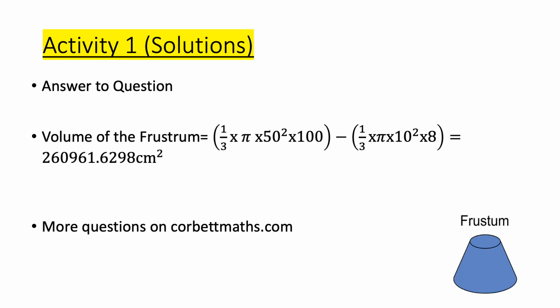Right, guys, here is my answer. Okay, so activity 1 solution. The volume is a third times pi times 50 squared times 100, minus a third times pi times 10 squared times 8. This answer I would round to 2 decimal places, so 2 d.p. is okay.